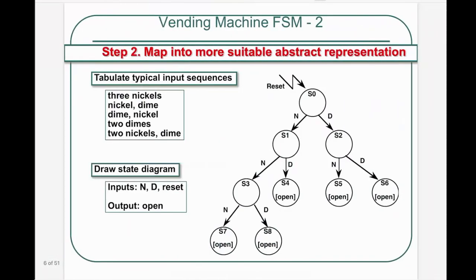That's step 1. Step 2, like I said, steps 2, 3, 4 are going to be a little bit more intense, just because you need to think your way through the statements that are laid in front of you. So the second step is to map into a more suitable abstract representation. And what helps you to do this is to tabulate typical input sequences first. So how can I do this?